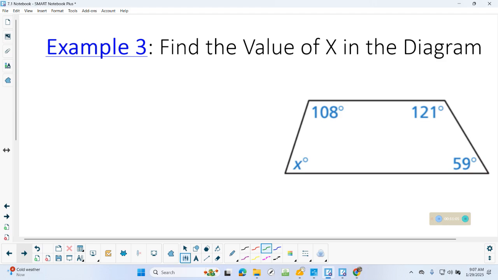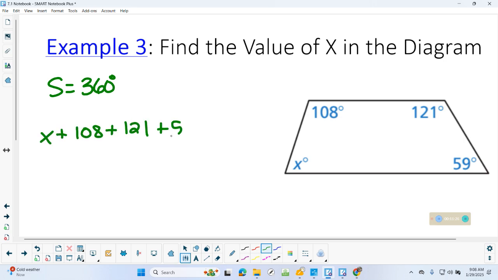Find the value of x in the diagram. So we know the sum is 360. If you do your n minus 2 times 180 like I just did, you get 360. Now you can probably do this mostly in your calculator, but you know I love to show work. We're going to add up all the angles, plus the 121, plus the 59, and it should equal 360. If you want to get x alone, you're going to have to subtract 108, subtract 121, subtract 59.